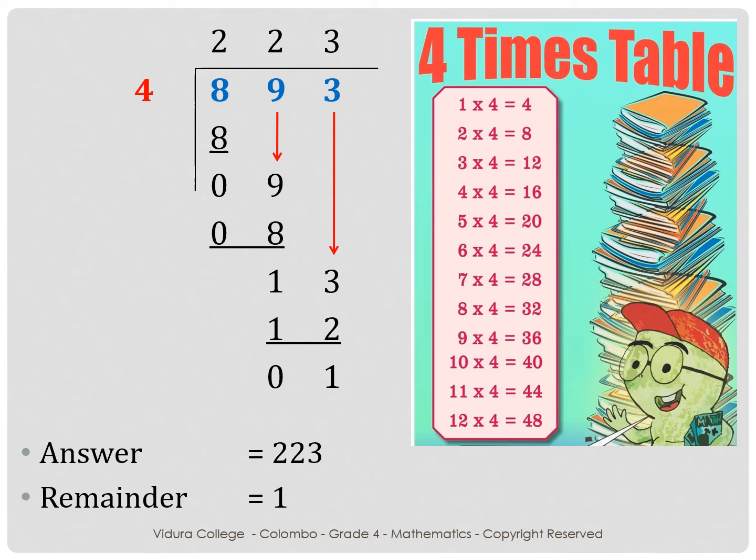Okay, children. Now, we have already divided 893 by 4. So, answer equals 223 and remainder equals 1.